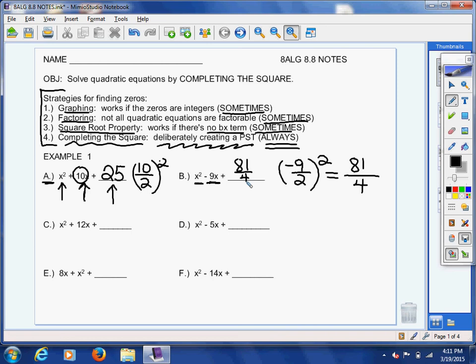Okay, let's look at C. Make sure it's in descending order, that we have ax squared first, then bx, and now we're going to figure out the c. So go here, positive 12, divide that by 2, and then square that number. So we can do this in our head. What's 12 divided by 2? 6. 6 squared, 36. You just made that a perfect square trinomial. Okay?